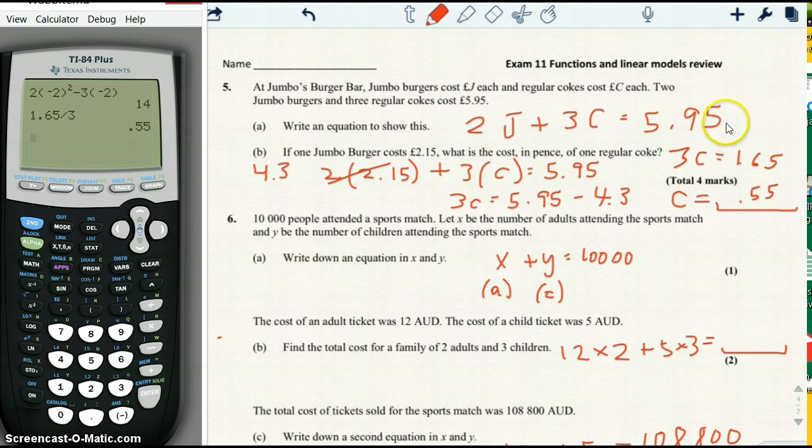If you want to check that, take your 0.55, put it into the C, multiply it out, add to 4.3, see if you get 5.95.